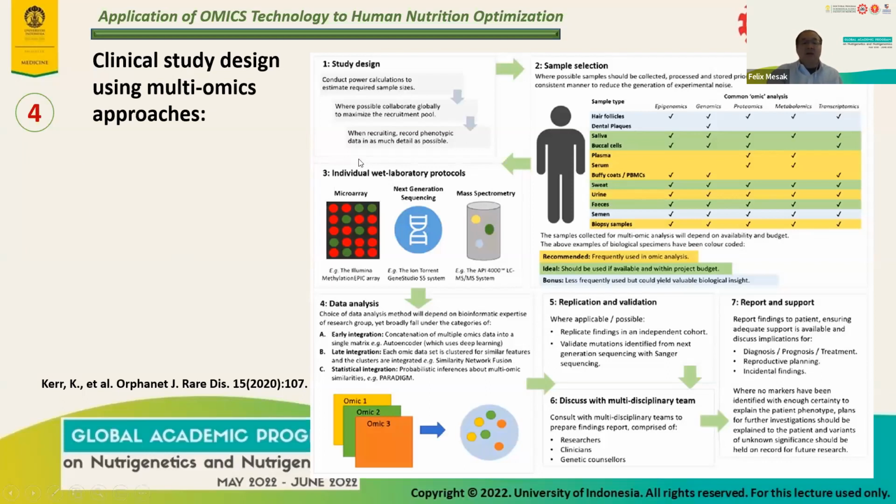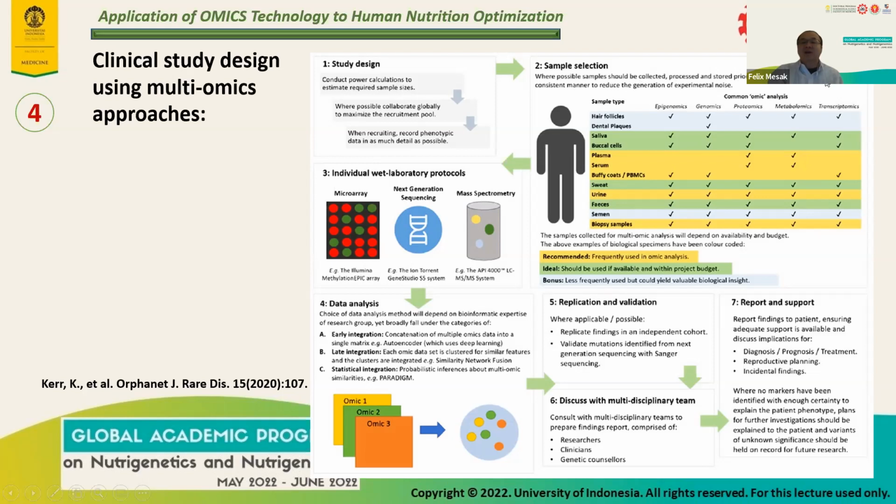We can start by the study design. So how to design a study. How to conduct power calculation to estimate required sample sizes. Where possible, collaborate globally to maximize the recruitment pool. When recruiting, record phenotypic data in as much detail as possible. And then the next step, you go for sample selection.